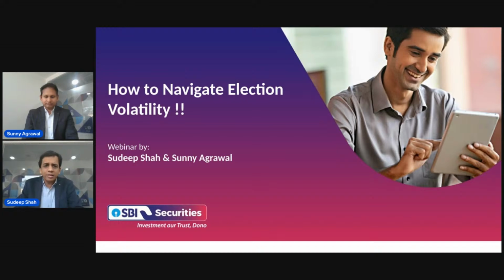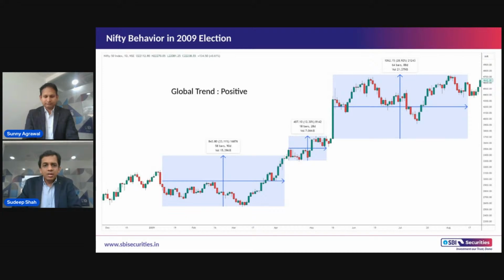However, let's delve into the past and understand what the market trend has been 6 months pre and post election. Now, if you see this chart, just see the global trend. This is during the 2009 election. There are three boxes here. The small box in between is the election time period, and the first box is the 6 months prior to the election, showing how the Nifty has behaved.